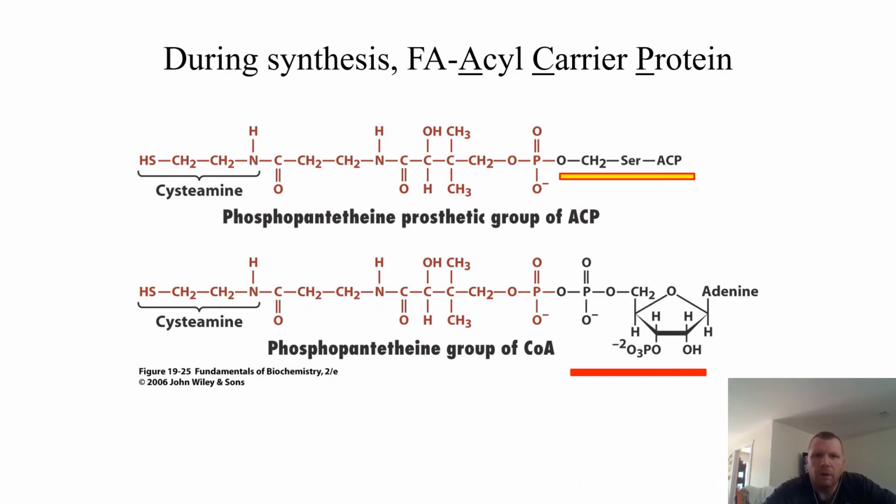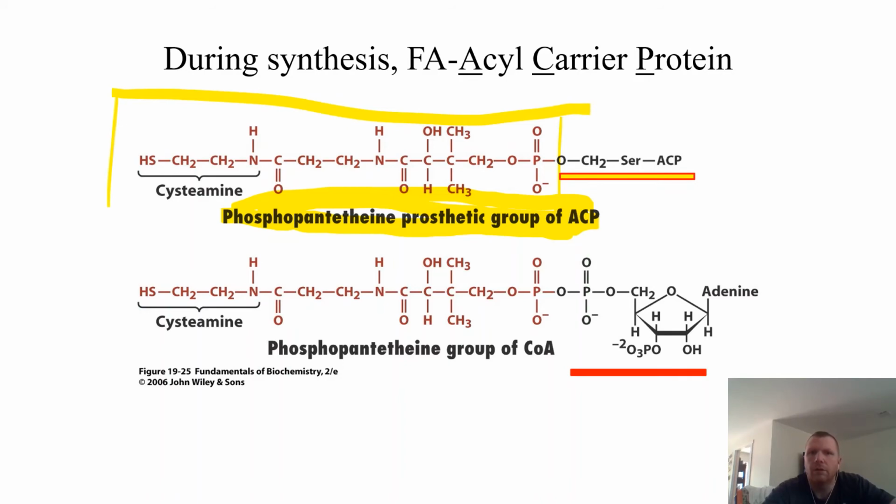So what we've got right here is this top structure, which I'm going to switch to the highlighter. Our top structure here is the phosphopantetheine prosthetic group of the acyl carrier protein. We've got this group that is basically the exact same right here, that is hooked up to the acyl carrier protein, similar to how it is hooked up to the coenzyme A molecule.